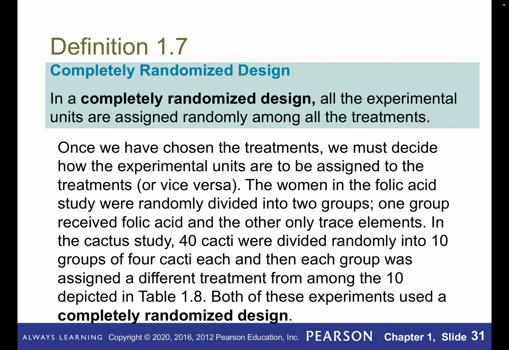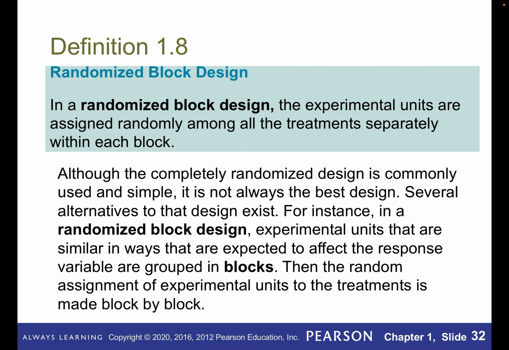Okay, in a completely randomized design, all the experimental units are randomly allocated among the treatments. And in the example we looked at with the folic acid, that was probably a good way to do it. And similarly for the cactus study. However, that's not always the best way to do things. Sometimes we need to do blocking. In a randomized block design, we insert an intermediate step before the units are allocated among the treatment groups.